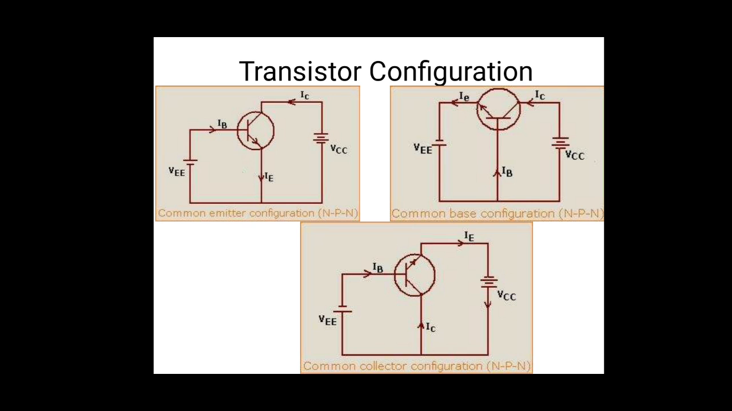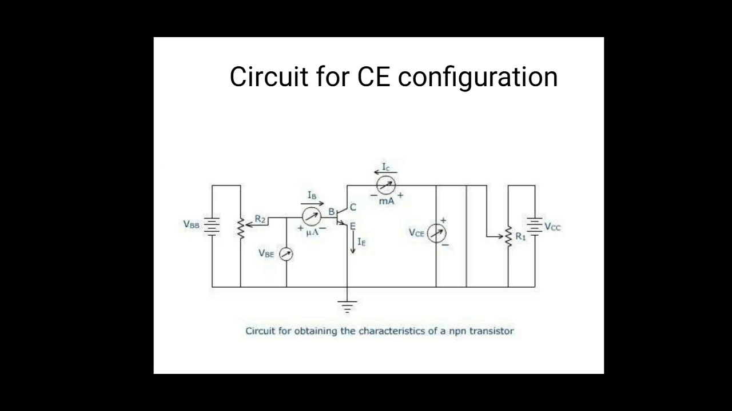So let us come to the common collector configuration. The definition is the same, you can follow, because the input is applied between the base and collector and the output is taken from emitter and collector. So collector is the common terminal between the input and output, and hence the name common collector configuration. So these are the transistor configurations. Let me explain in detail by taking the common emitter configuration.